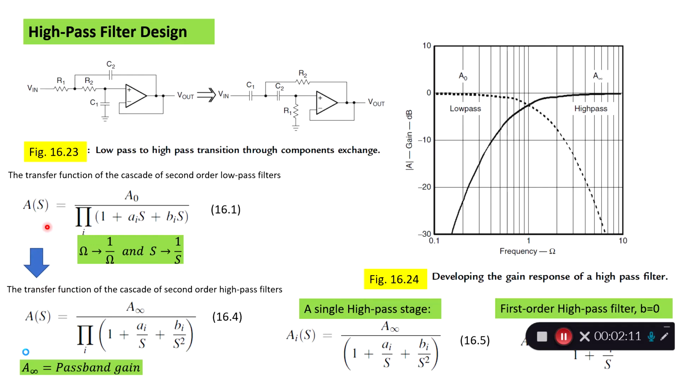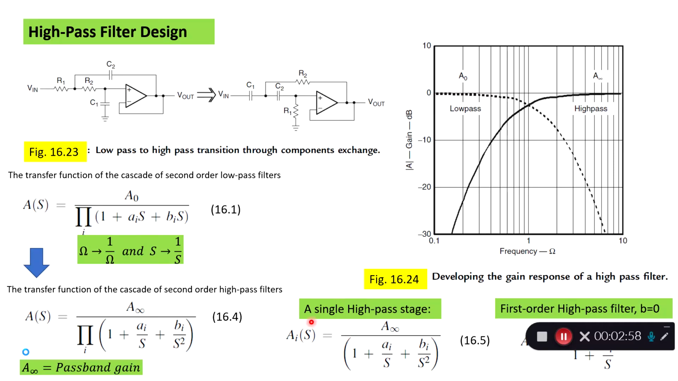And then the transfer function suddenly looks like this. The gain for the bandpass in the low pass is called A0, up here in this graph where we can see it. The low pass is now turned into the pass band of the high pass. So we call that A infinite. And still we have these second order sections, but the filter coefficient is now AE over S, BE over S squared.